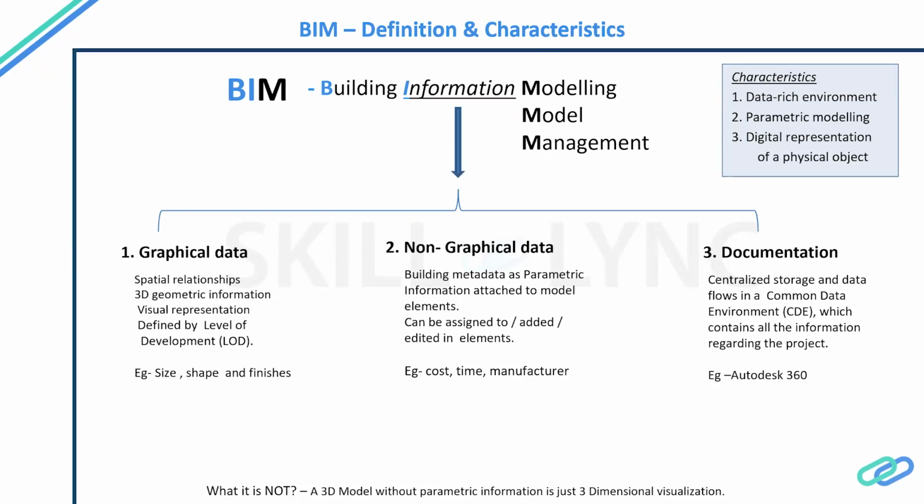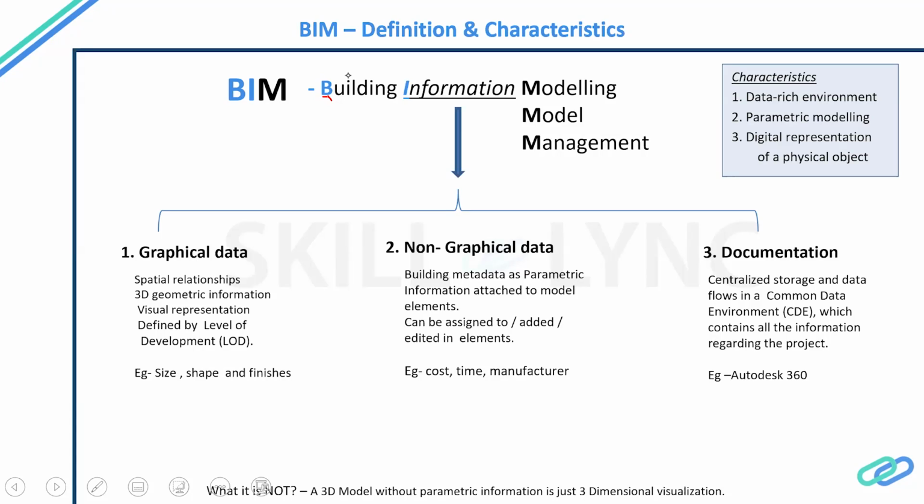So getting into BIM in terms of definition and characteristics, this slide is a holistic explanation of what BIM is and what it is not. BIM stands for Building Information Modeling, whereas the M can be modeling, model, or management. B over here can represent anything that is in the built environment.